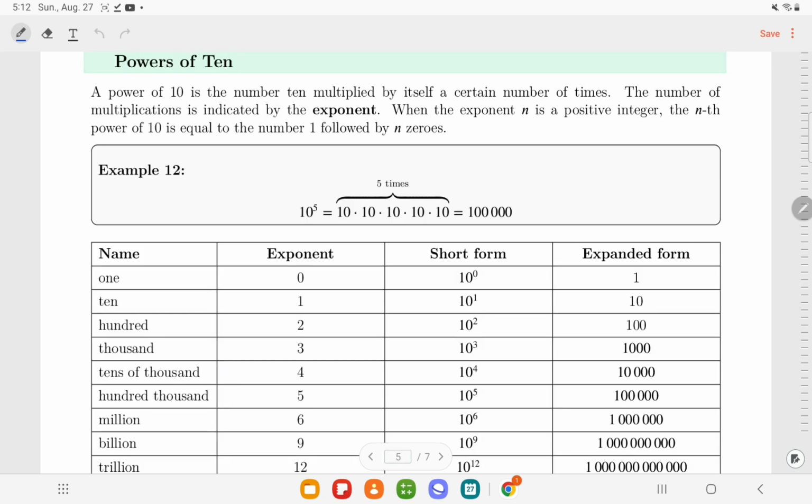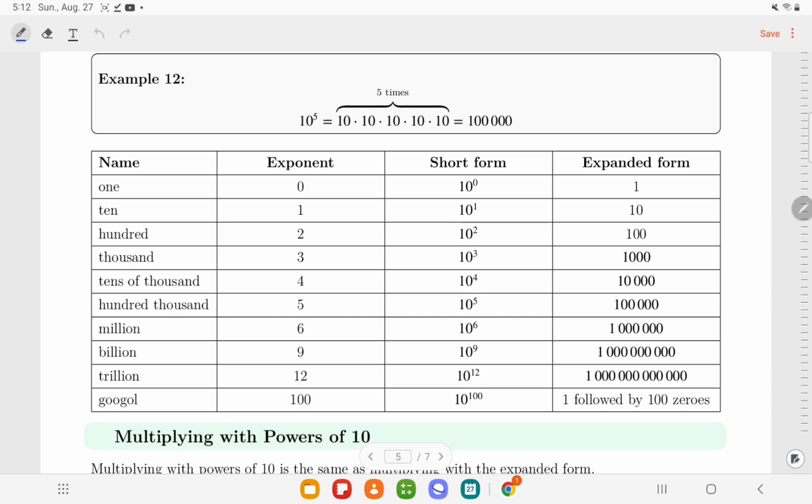Now let's look at powers of 10. We know that anything to exponent 0 is 1, so 10 to exponent 0 is 1. 10 to exponent 1 is just 10. 10 to exponent 2, 100. 10 to exponent 3, 1000, and so on.